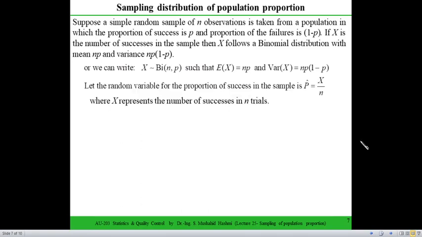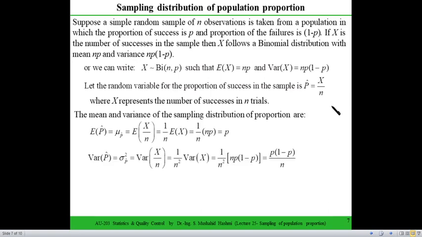So let the random variable for the proportion of success in the sample be p cap, which is x over n, where x represents the number of successes out of n trials, and these trials are Bernoulli trials. Now the mean and variance of the sampling distribution of the proportion, because this is a sample proportion, which is a statistic: its expected value, we can say the mean value of the sample proportion, would be equal to the expected value of p cap.